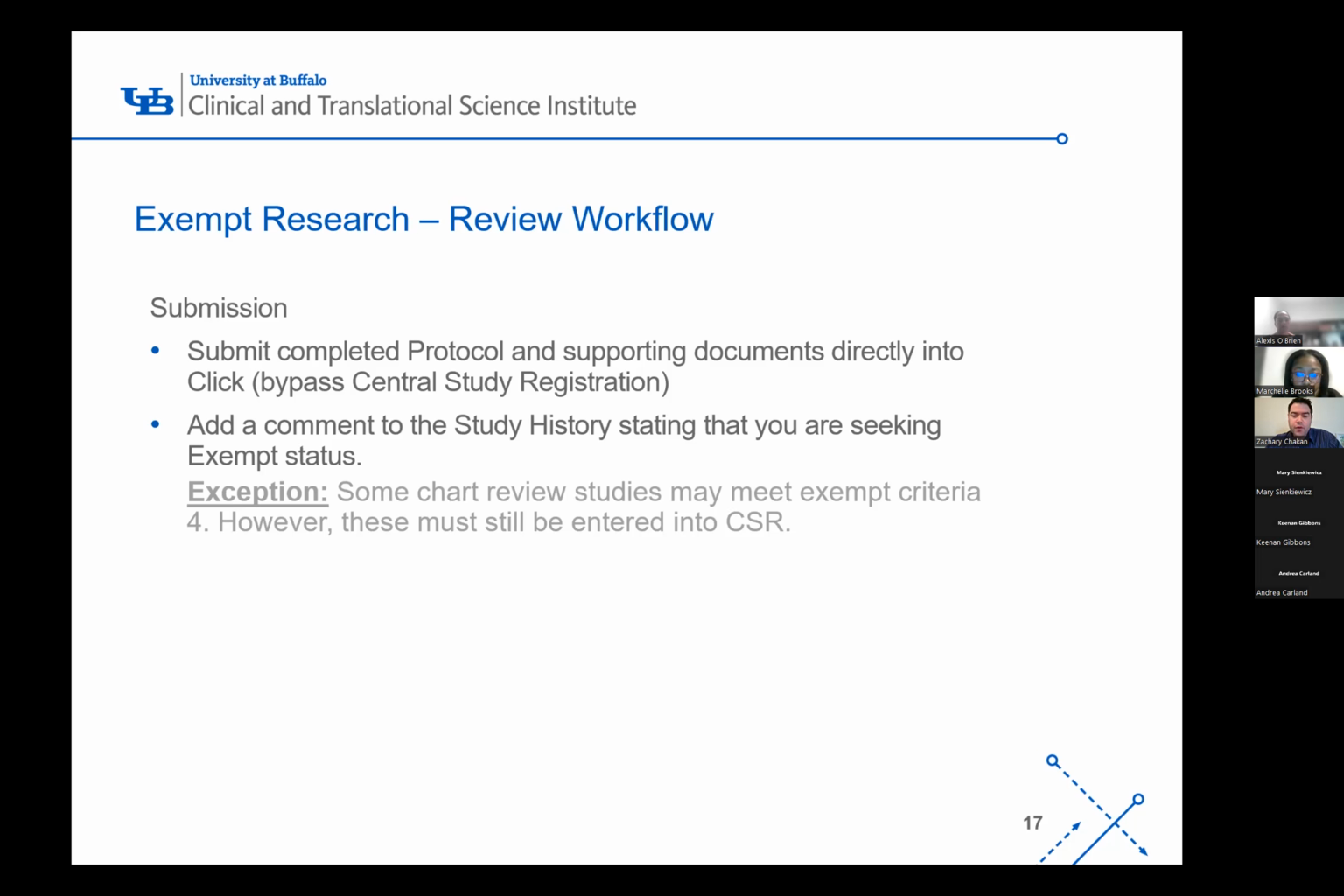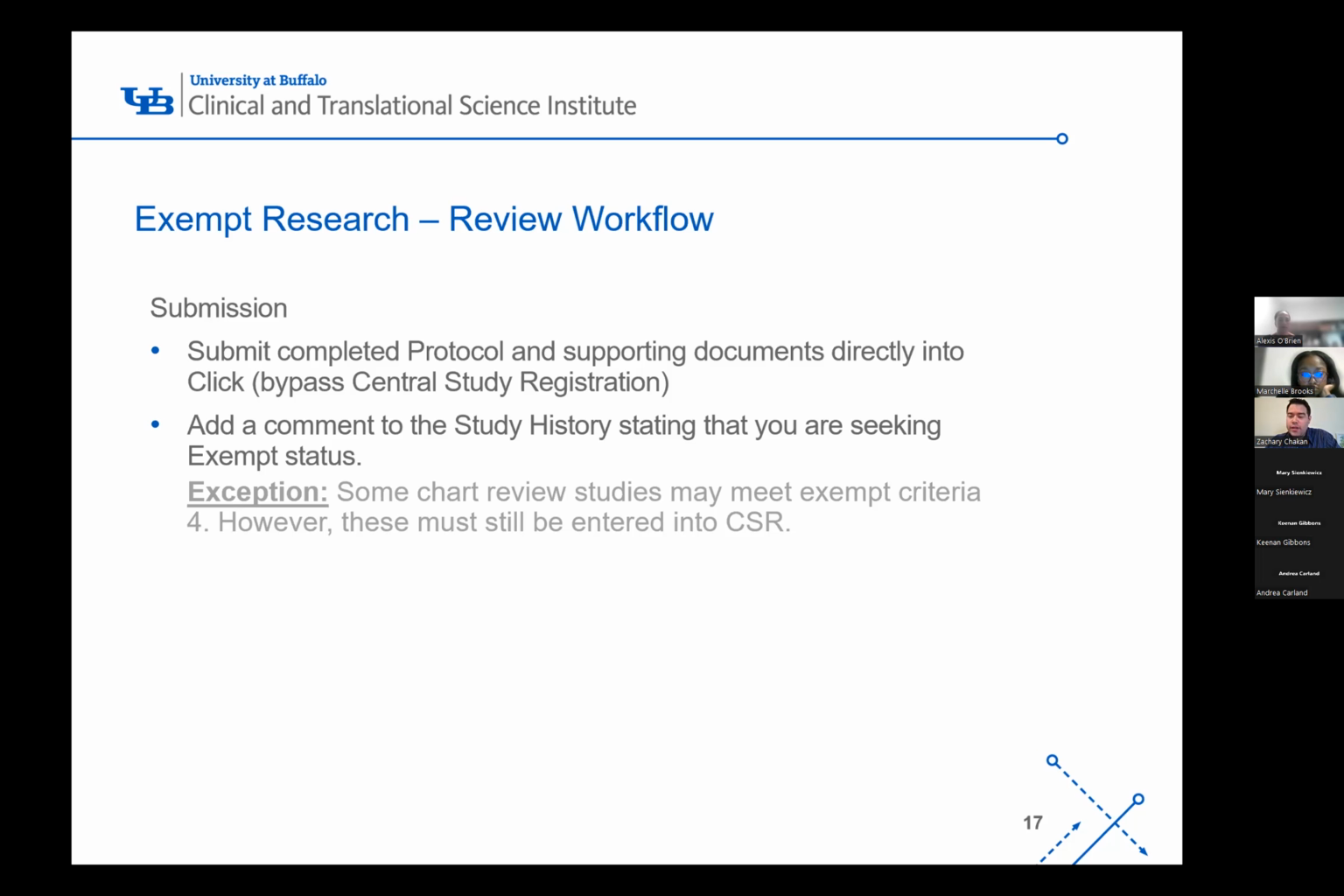So for your study submission, if you think that your study may be exempt or you're hoping to receive an exempt determination, you should submit your completed protocol and other supporting documents into the CLIC system, and you can bypass central study registration, except for chart review studies that must still be entered into central study registration, as we mentioned before.